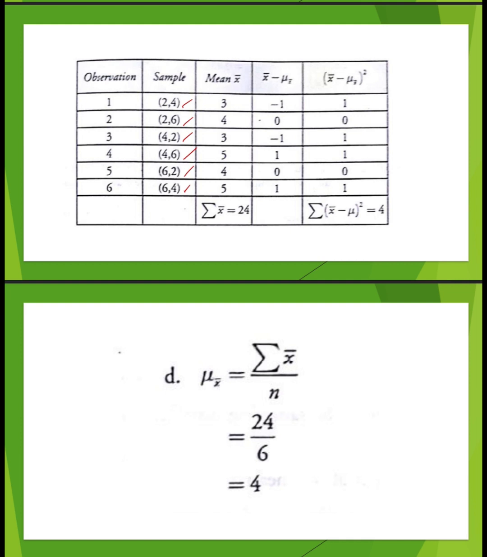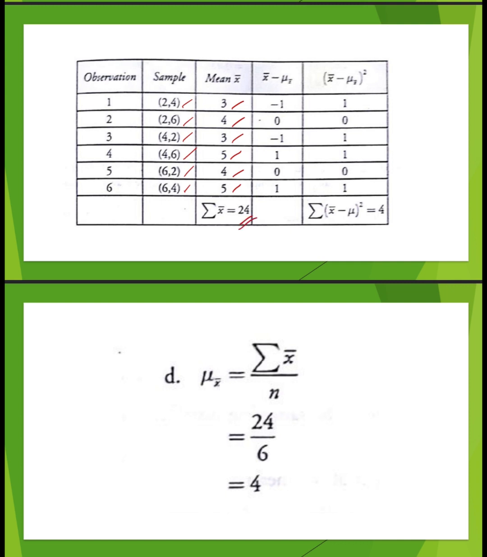Now, let's determine now the mean. How? Just simply add 2 and 4, divide by 2, that is equal to 3. 2 plus 6, divide by 2, equal to 4. 4 plus 2 divided by 2 is equal to 3. 4 plus 6 divided by 2 equal to 5. 6 plus 2 divided by 2 is equal to 4. 6 plus 4 divided by 2 is equal to 5. So getting now the summation of the mean, that is now equal to 24.